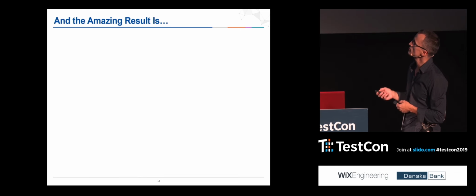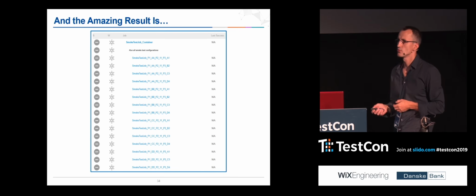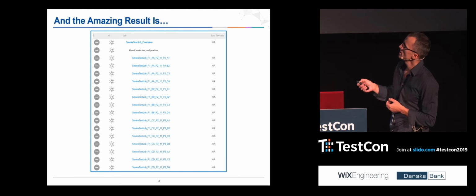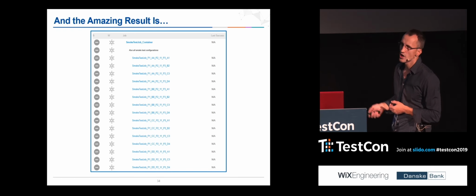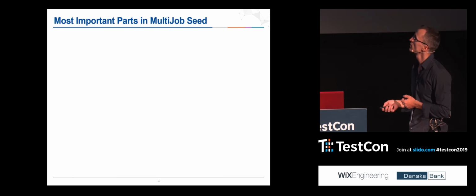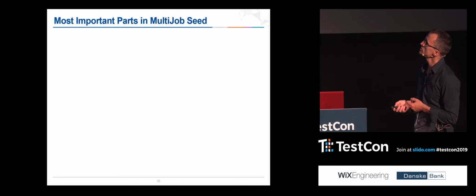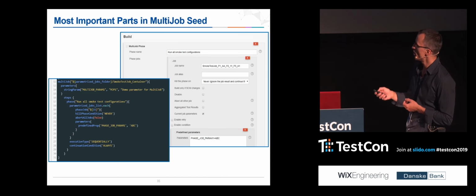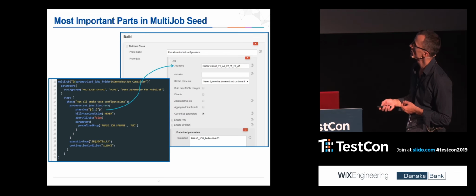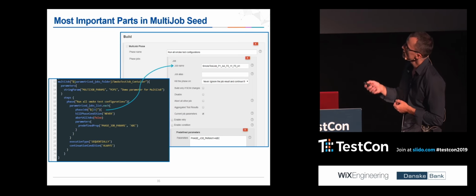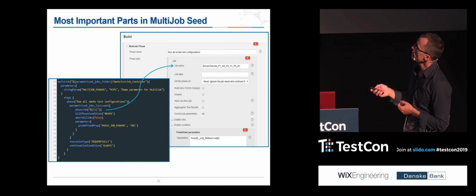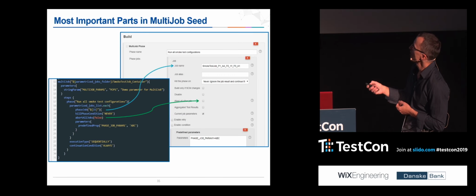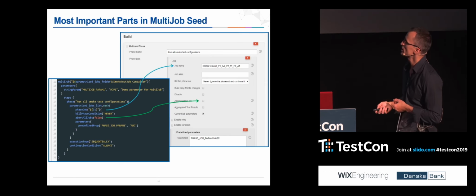So what is the result of what was generated? The multi-job that we defined, which contains all the other jobs that we have generated before. Let's look at the most important parts in the multi-job. You see that in our loop we define the name for our job. Oh, let me go back. Also, we specify different parameters.